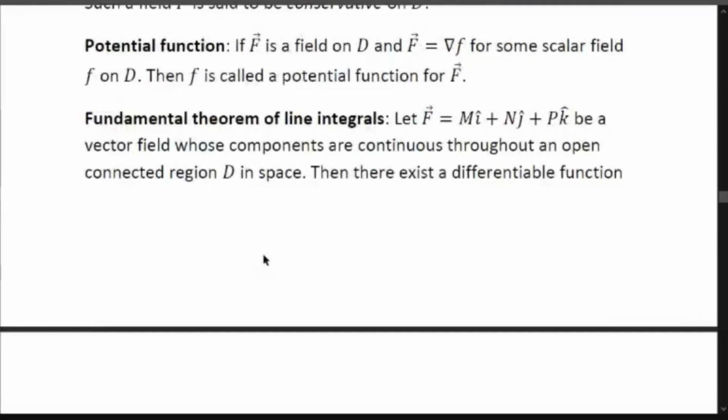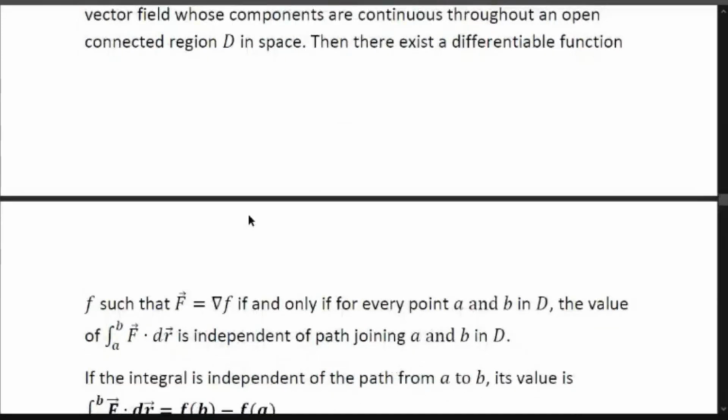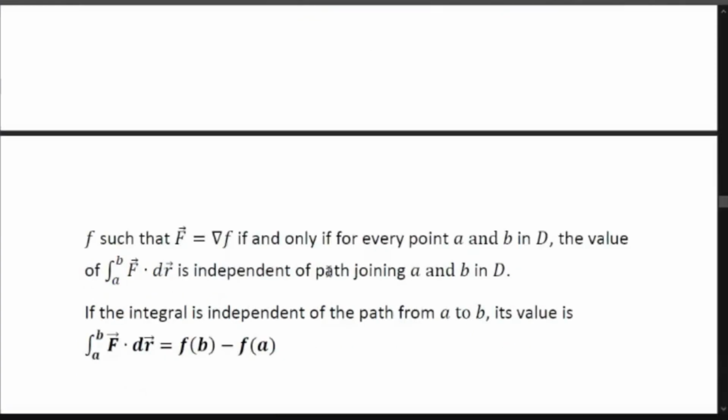Next, you have the fundamental theorem of line integrals, which states like this: F is a vector field Mi plus Nj plus Pk, whose components M, N, and P are continuous throughout an open connected region D in space. Then there exists a differentiable function f such that F is equal to del f, which is the potential function, if and only if for every point A and B in D, the value of the line integral from A to B of F dot dr is independent of the path joining A and B. That means F is path independent. So simply, the theorem says a vector field F has a potential function, or can be represented as a gradient of a scalar field, if and only if that vector field is conservative.